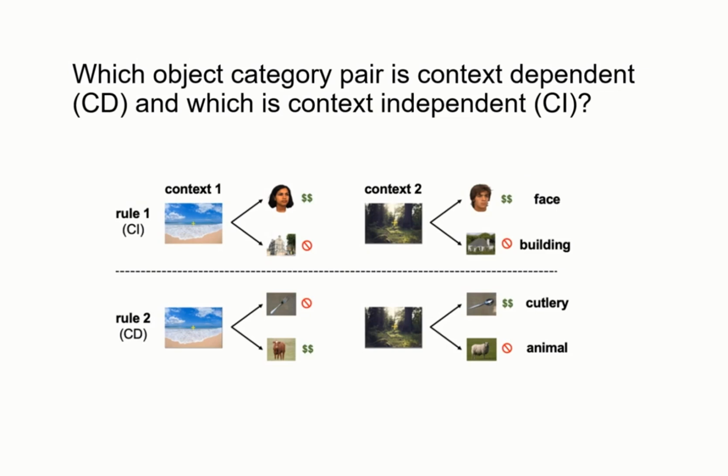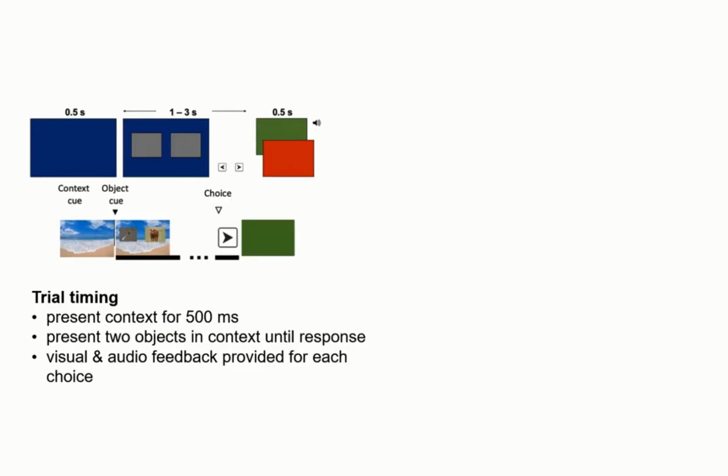In this example, face is rewarded in both contexts, so we learned that rule 1 is context independent. Cutlery or animal, however, is rewarded differently in the two contexts, and so we learned that rule 2 is context dependent. For each trial, the participant is first placed in a context for 500 milliseconds. Then the pair of object categories come on. Participants select an object using the left and right arrow keys and are given feedback with a green screen and cha-ching sound for correct choices and a red screen and buzzer sound for incorrect choices.